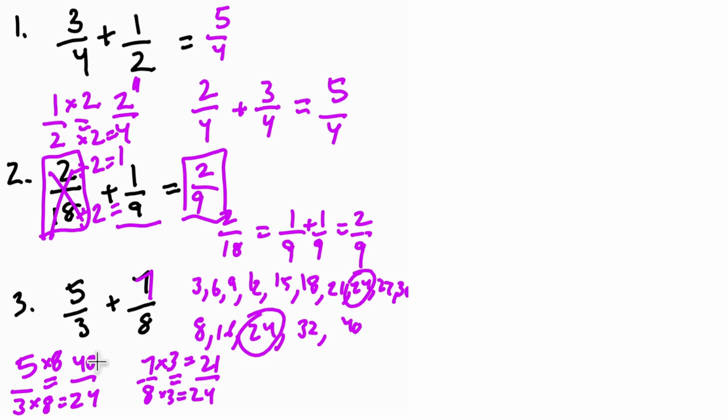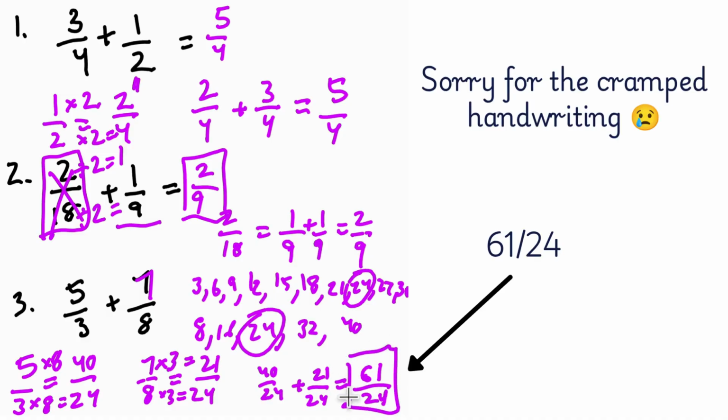So now all we have to do is add them. So 40/24 plus 21/24 is equal to 40 plus 21 is equal to 61. Keep the denominator the same, 24. So our answer for 5/3 plus 7/8 is equal to 61/24.